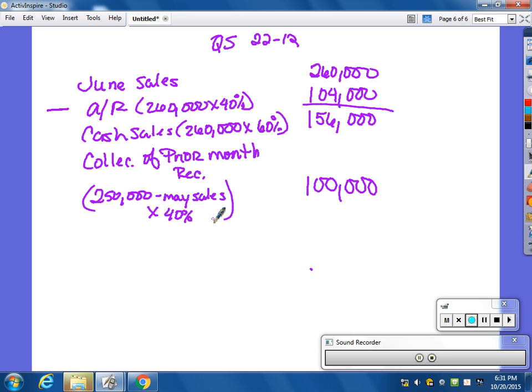What else do I need to do from there? What do we do? Add the 156,000 to the 100,000, which equals what? 256,000. Which is total cash collected. Total cash collected or total cash receipts? Total cash collected.